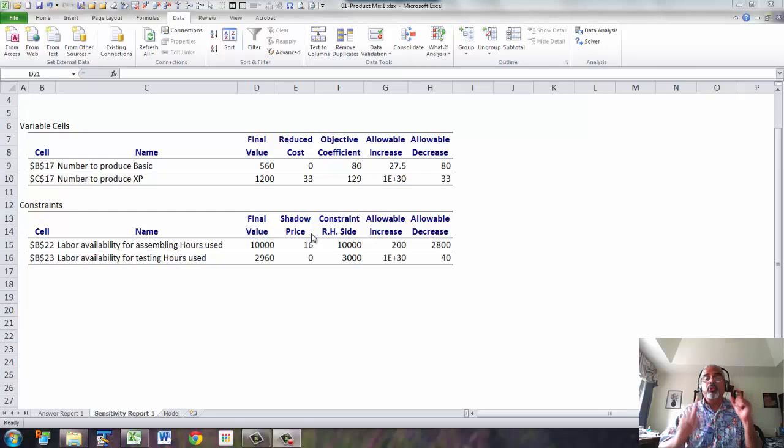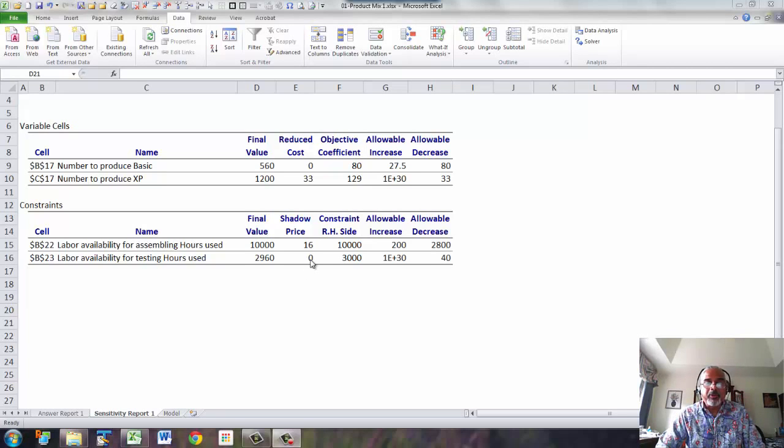Now that statement will be valid only as long as the increase is within 200 units. You don't increase by more than 200 units. The flip side is, of course, if you decrease, then the profit will go down by 16. And once again, that statement will be valid if you decrease by no more than 2,800. As long as the increase and decrease are within these limits, the shadow price will be valid. In other words, the change per unit of the right hand side in the objective function value will be valid.